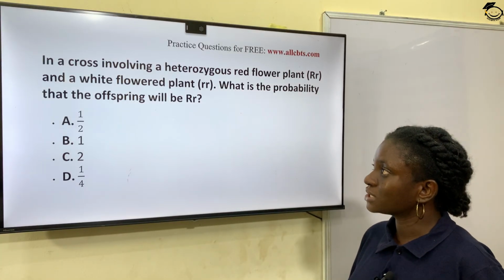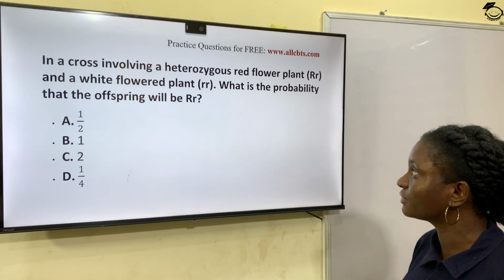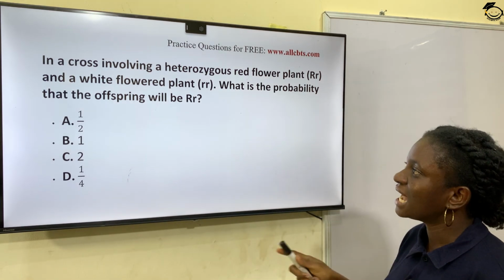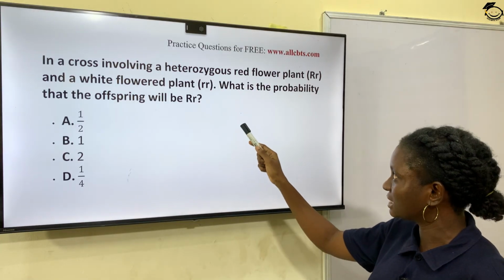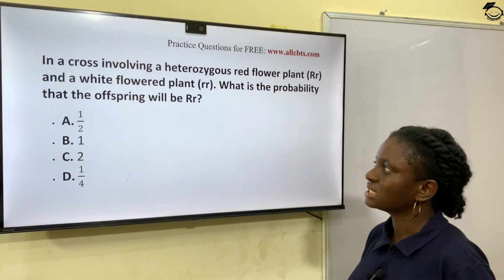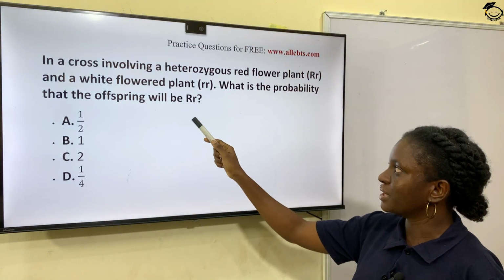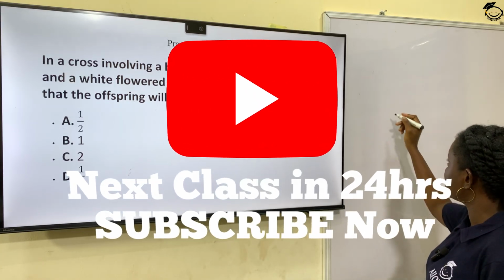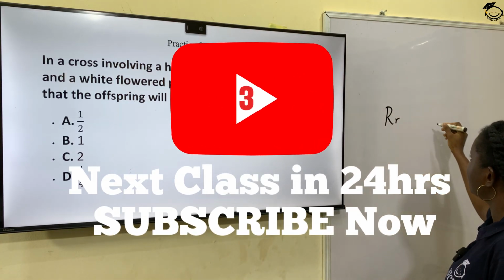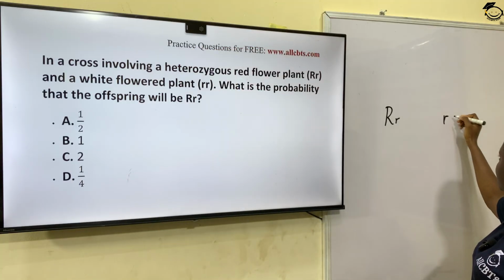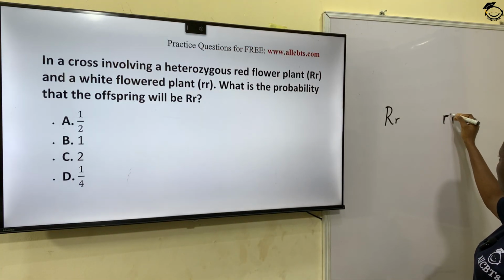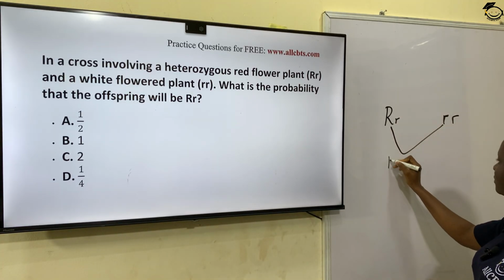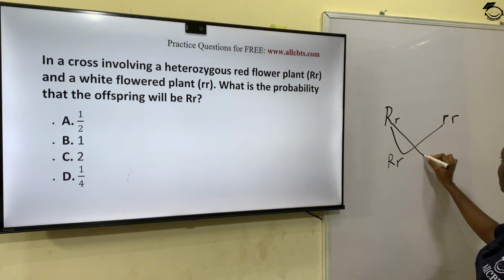Next question. In a cross involving a heterozygous red flowered plant and a white flowered plant, what is the probability that the offspring will be Rr, the big R and the small r? So we have heterozygous Rr, then this small r. So crossing these together, we have this goes here.